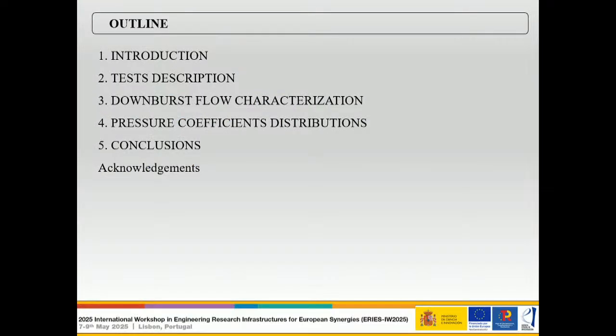So the outline of the presentation is this. Let's start with a very brief introduction. Then I'm going to explain a little bit the scope of the tests that we are doing. And in terms of results, I'm going to focus on two main points. First, the downburst flow characterization, and then some pressure coefficient distribution over the solar panels that we have obtained. So I would like to mention that we have a huge amount of data, and that we are now still in a preliminary analysis of the results.